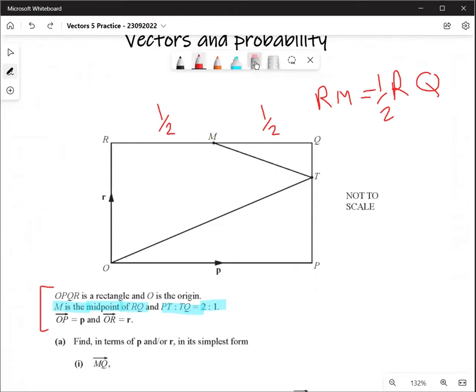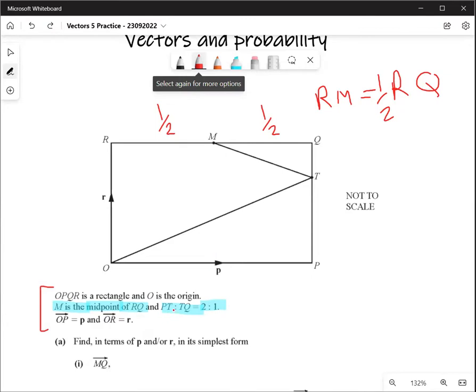Now, next thing, what we can realize is that PT and TQ are, isn't RM further away from RQ? No, it's the same. It may look like that, but it's the same. M is the midpoint.